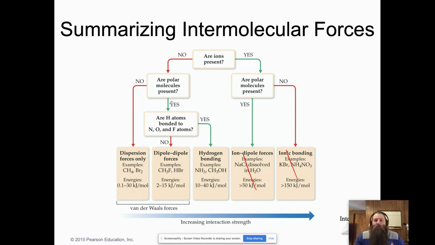The next thing you want to look at is, are there any polar molecules present? If you have no polar molecules, it has to be dispersion, all right? And then if you do have some polar molecules, you look for hydrogen bonding. So if you have H bonded to N, O, or F, then we're going to be right there. So this is a pretty handy little flow chart.